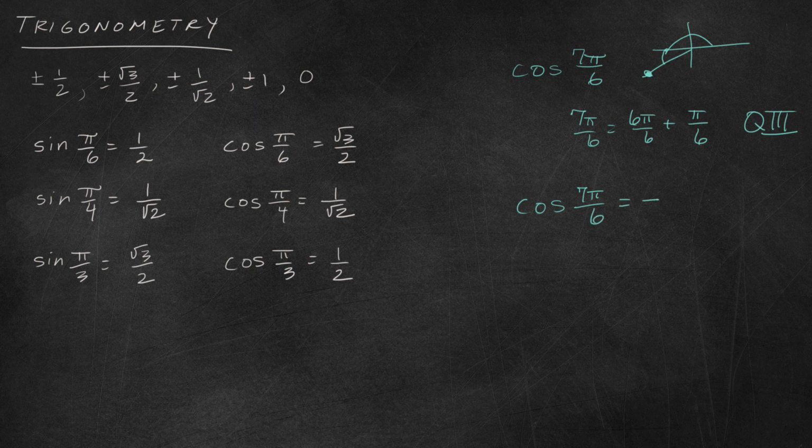Now to figure out the numerical value here, I'm going to use my little trick. This fraction is in reduced form, so I just ignore the 7, and I know my reference angle is pi over 6. The cosine of pi over 6, again, I've memorized that the sine of pi over 6 is 1/2, so I know the cosine of pi over 6 is root 3 over 2. So cosine 7 pi over 6 is negative root 3 over 2.